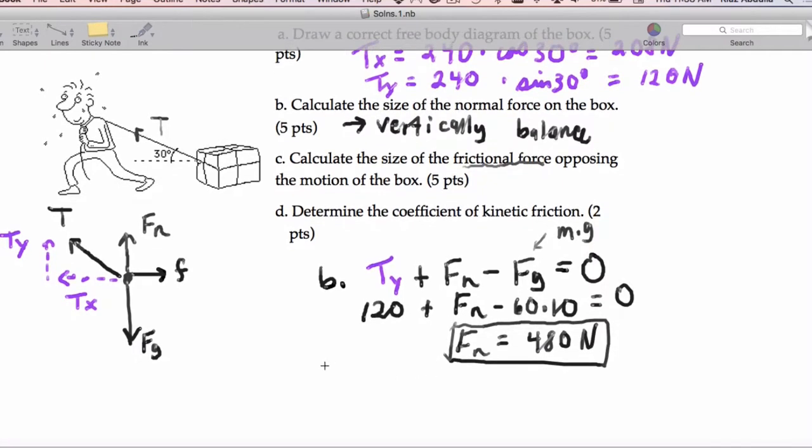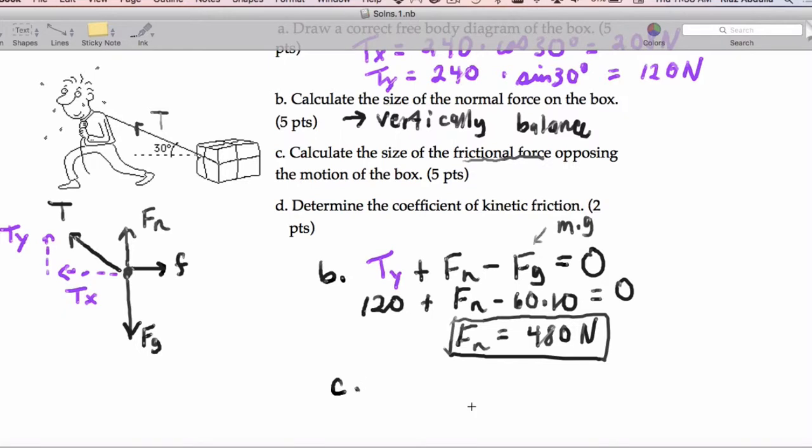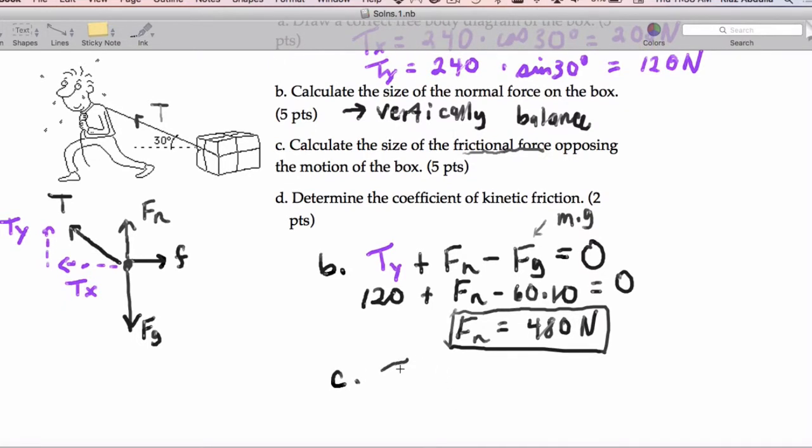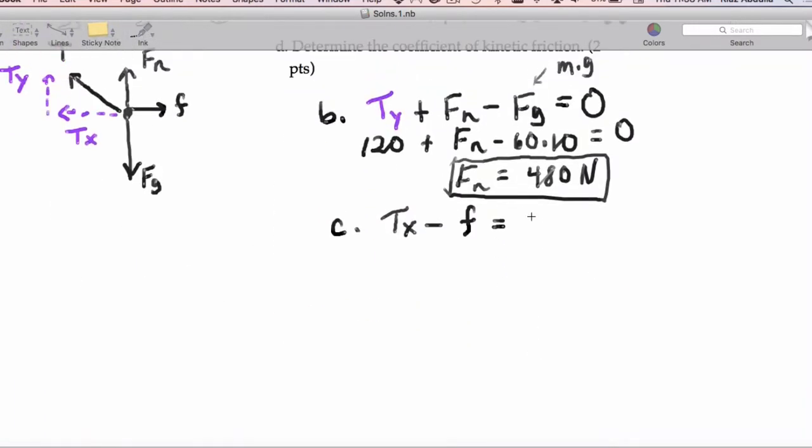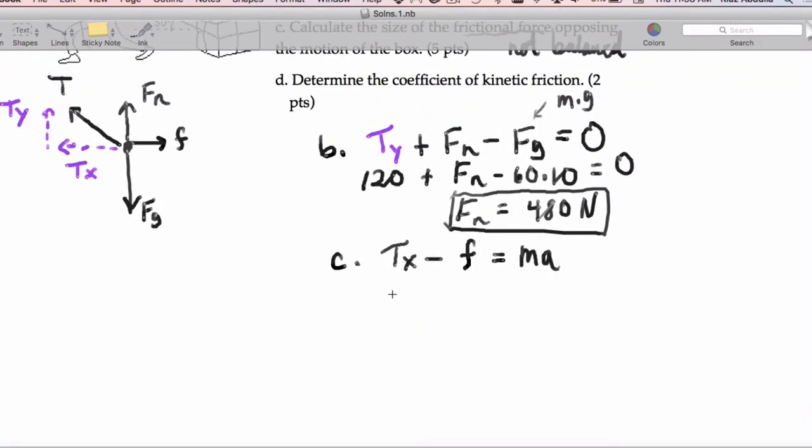Now for part C. In part C, the forces are not balanced. So we've got to be careful. We have Tx. Remember to always subtract the friction force. And these forces are not balanced. The reason we know they're not balanced is that we have an acceleration horizontally. So that's going to equal m times a. So we're going to end up getting 208 minus the friction force is going to equal 60 times the 2 meters per second squared. So we're going to get a kinetic friction force of 88 newtons.